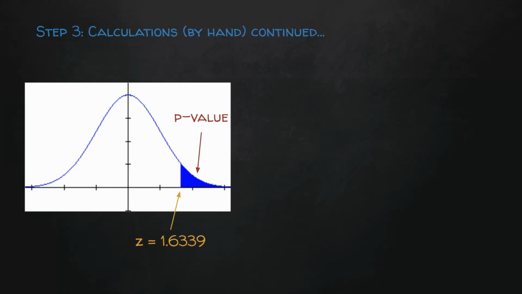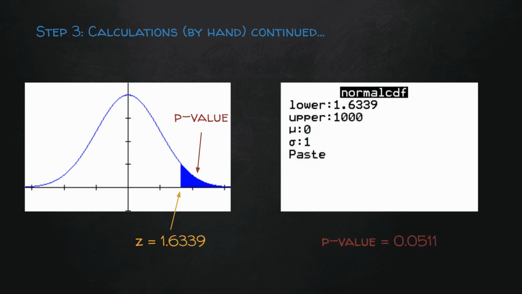Now, to find our p-value, we want to look at the area to the right of that z-value. Since our alternative hypothesis is a greater than, we want to know the proportion of values in the distribution that are greater than our test statistic of 1.6339. We can use normal CDF to find this, and we end up with a p-value of 0.0511.